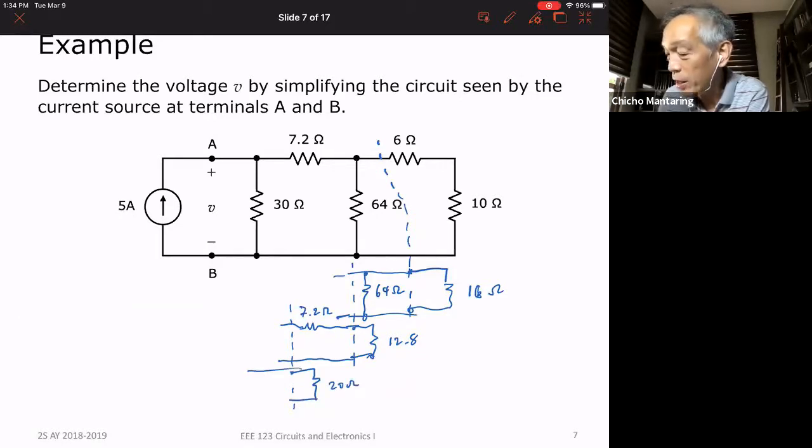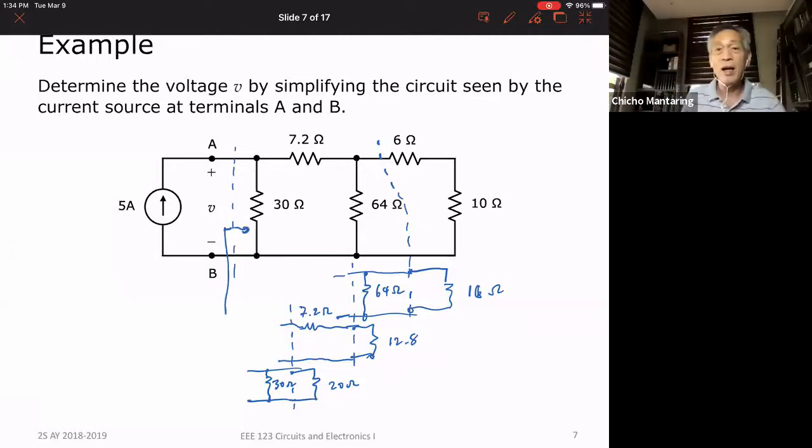Now the 20 ohms is in parallel with 30 ohms. So finally, looking into A and B, what am I going to see? I'm going to see 20 in parallel with 30, so that's 12 ohms. That's right, no? Here I'm going to see 12 ohms.